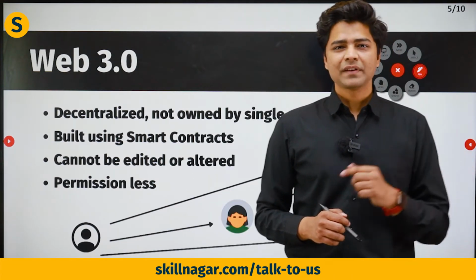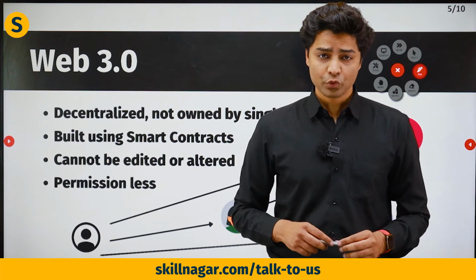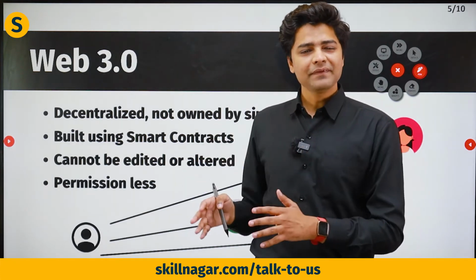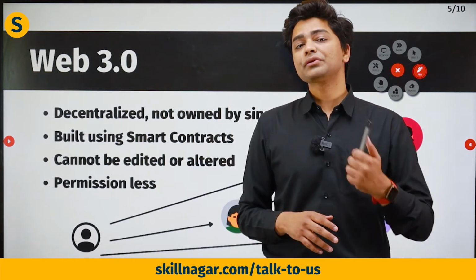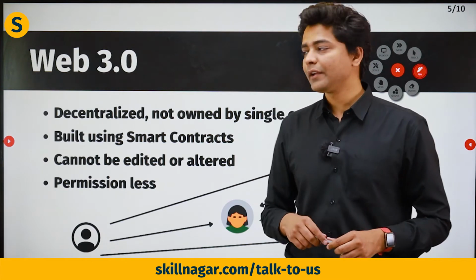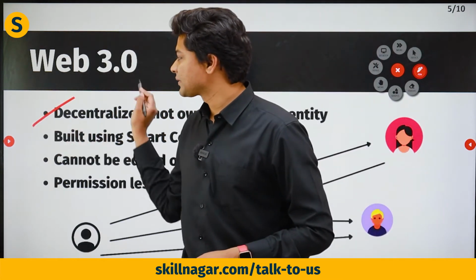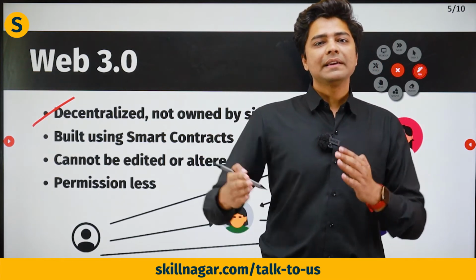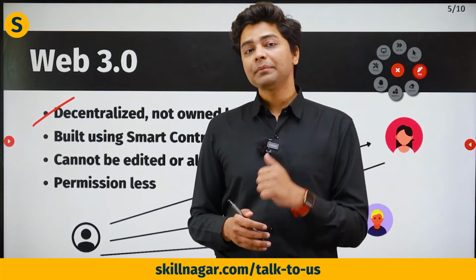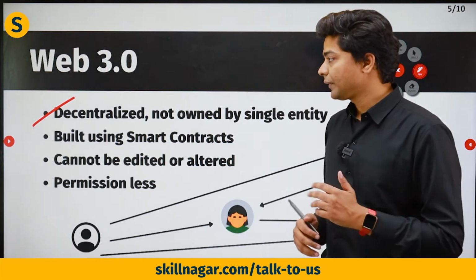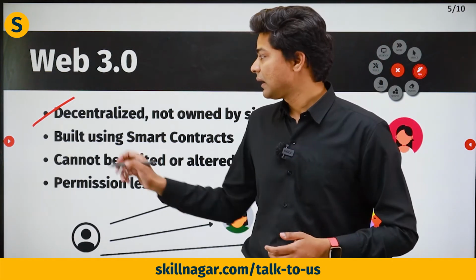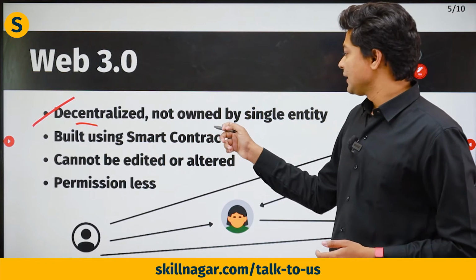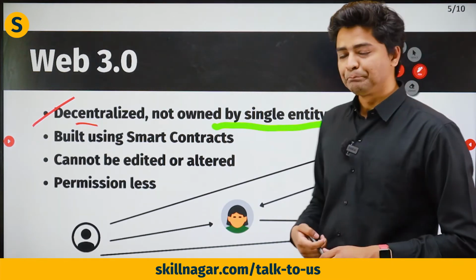We have discussed what is Web 1.0, we have discussed what is Web 2.0, and the challenges we faced with Web 2.0 are actually solved with Web 3.0. First of all, if I talk about decentralization. In Web 2.0, the platforms were centralized, controlled by a single entity, but in Web 3.0, platforms are not controlled by a single entity, they are decentralized. That is why they are not owned by a single entity.